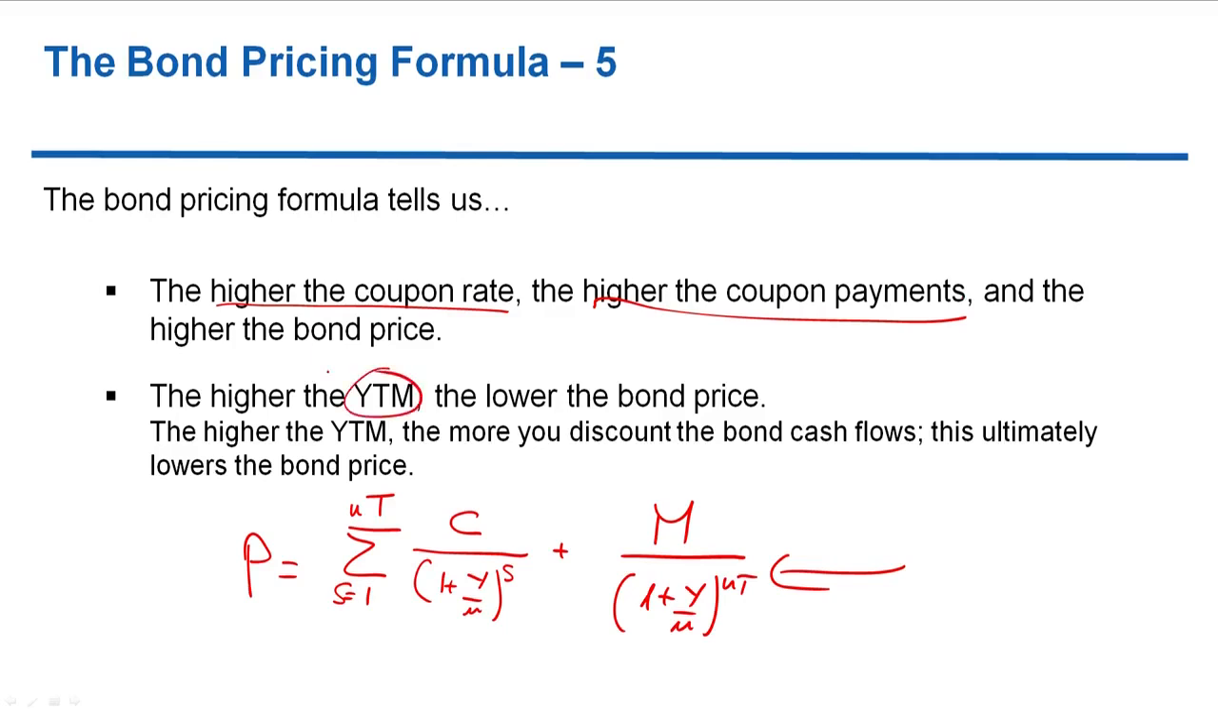By contrast, the higher the market required yield or yield to maturity, the lower the bond price. The yield to maturity is y in this formula. So the higher the yield to maturity, the more you are discounting the cash flows, and therefore this ultimately lowers the bond price, because the present value of all the cash flows will be lower.